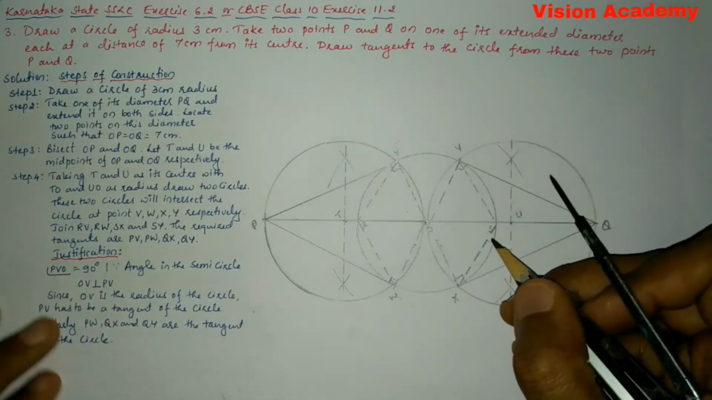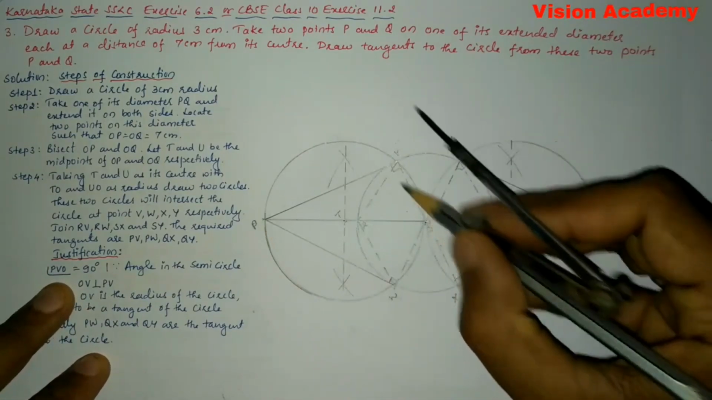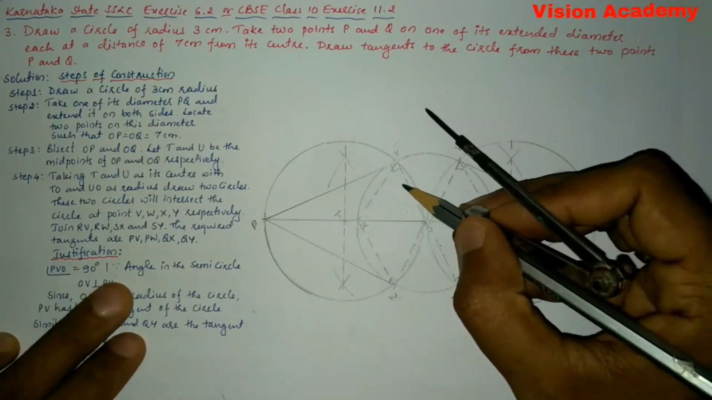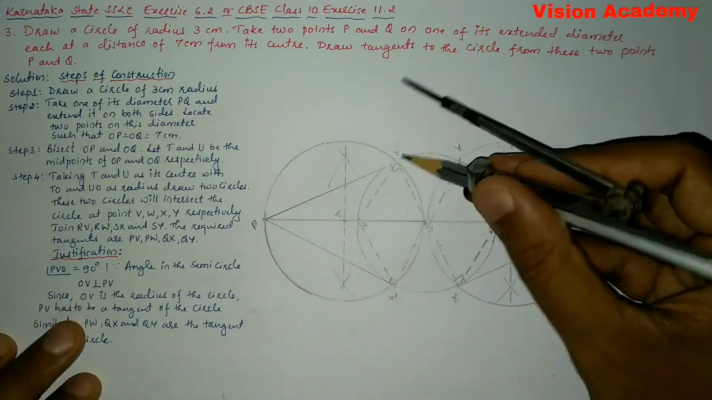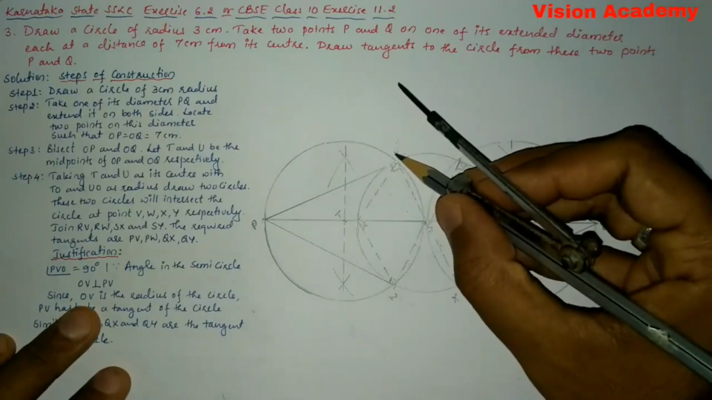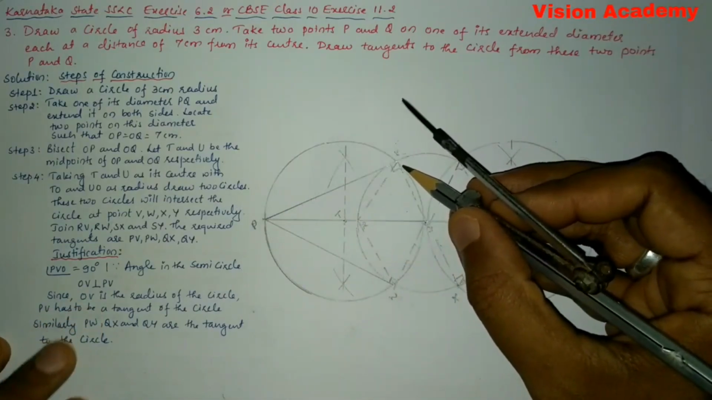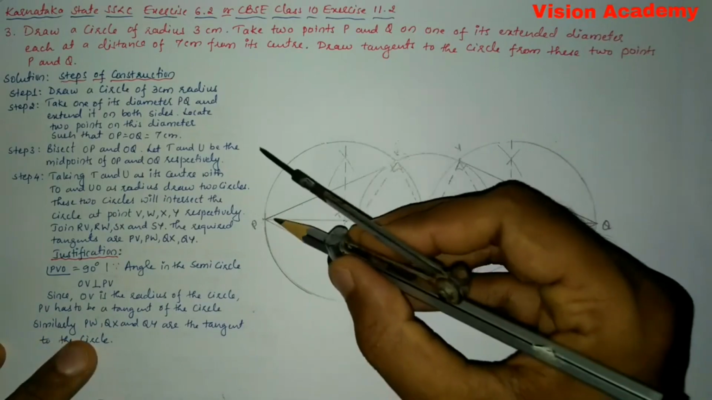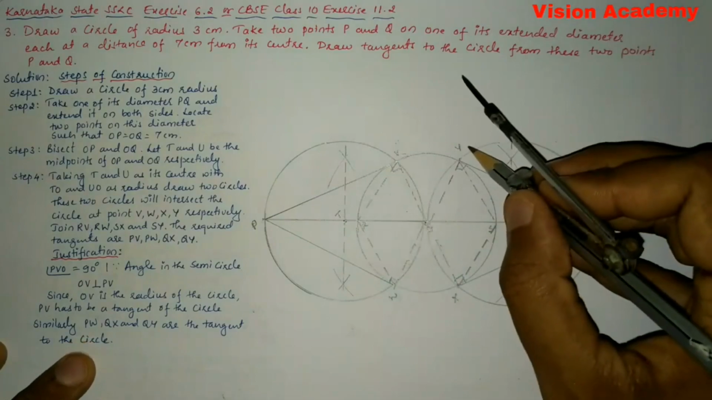So here PVO, this forms 90 degree because angle in semicircle. So here OV is perpendicular to PV. So since OV is the radius of the circle, PV has to be a tangent of the circle. So similarly here PW and QX and QY are the tangents.